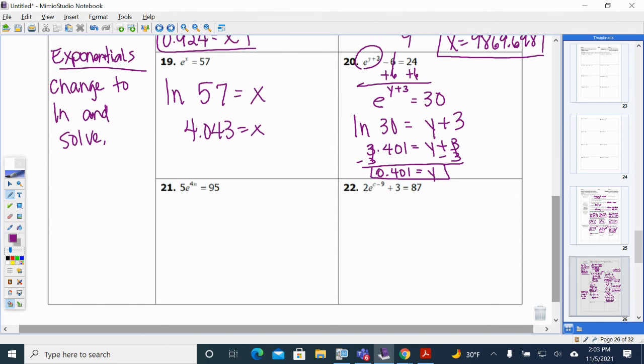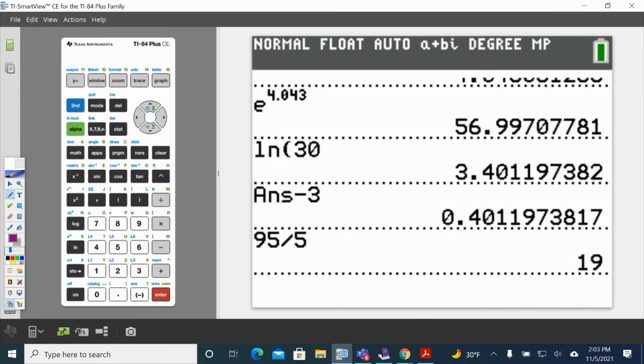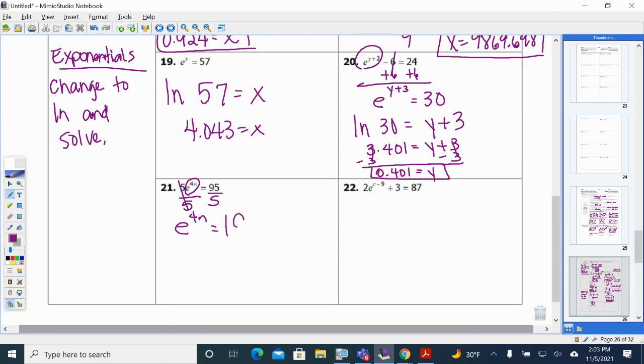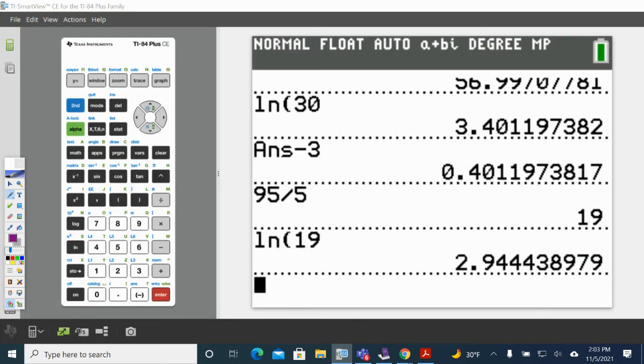21 says 5 times e to the 4n is equal to 95. Again, you need to get this e to the 4n by itself. The 5 has got to go. So because that's times, we're going to do the opposite and divide. Now we have e to the 4n equals 95 divided by 5 is 19. Now change it to log. Natural log of 19 is equal to 4n. So let's find the natural log of 19: 2.944.